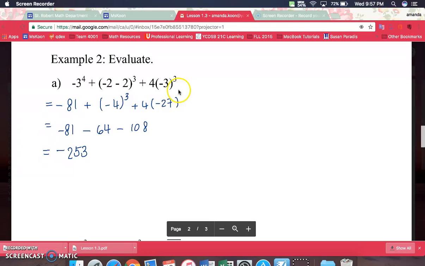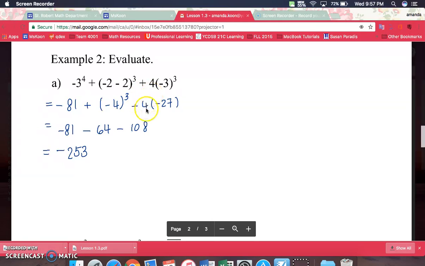So when I look at this question, I can see 3 parts. I can see -3 to the power of 4 as one part. I can simplify that first. I can also simplify what's inside the brackets. I can also simplify the power in the last part. So (-3) to the power of 4 is 81, with the negative in front making it -81. Negative 2, take away negative 2, so go further left on the number line, it's -4 to the power of 3.